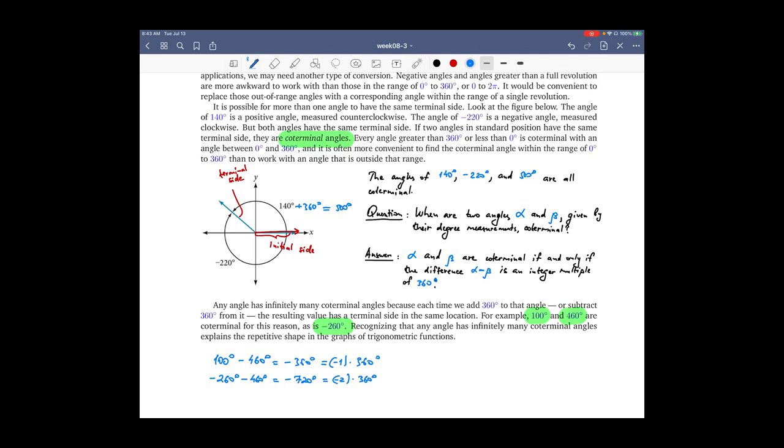So a very simple criterion. If and only if the difference is an integer multiple of 360 degrees if you're measuring in degrees, or an integer multiple of 2 pi if you're measuring in radians.